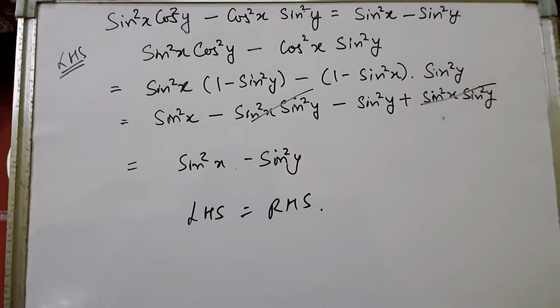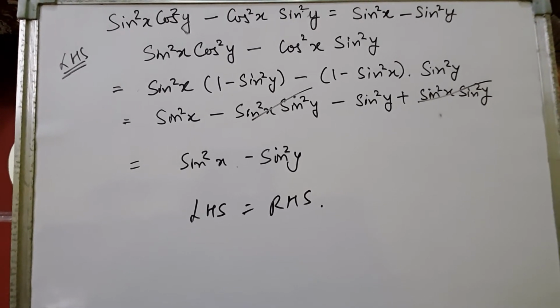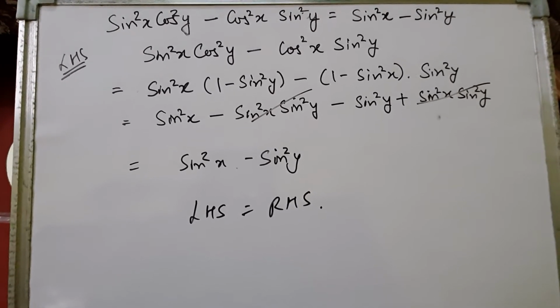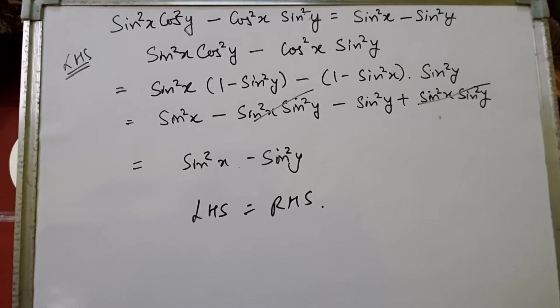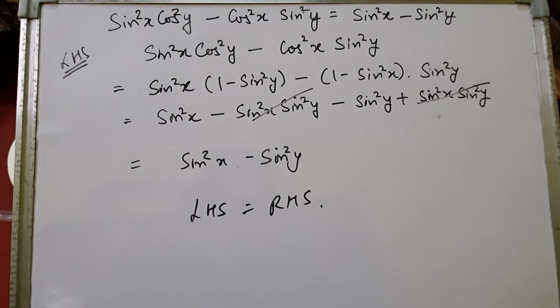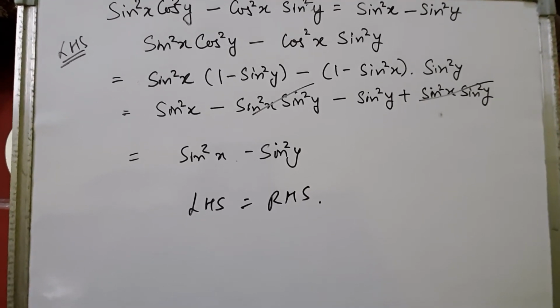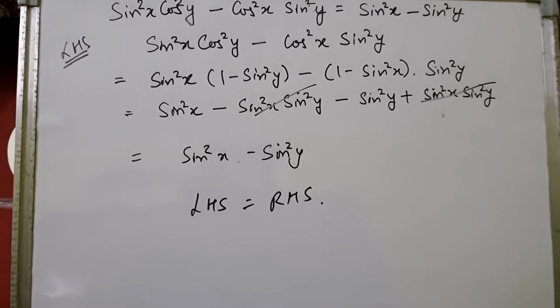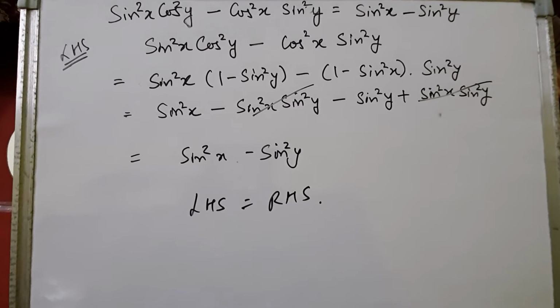Let's see another sum, children. In this sum we have to prove that sin square x cos square y minus cos square x sin square y equals sin square x minus sin square y. Right, children? Again we're going to pick up the left hand side and prove the right hand side. Now what is the left hand side? Sin square x cos square y minus cos square x sin square y. Now you can see on the right hand side you don't find any cos there. So we have to eliminate the cos term.